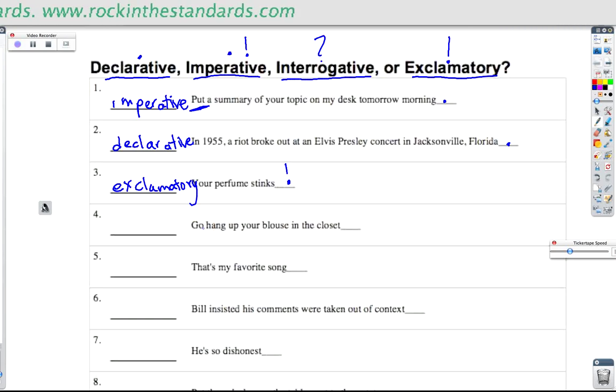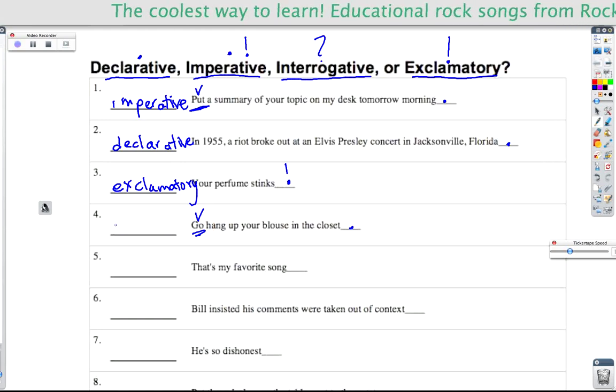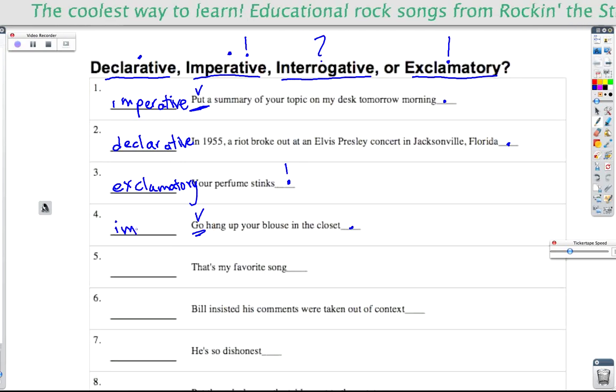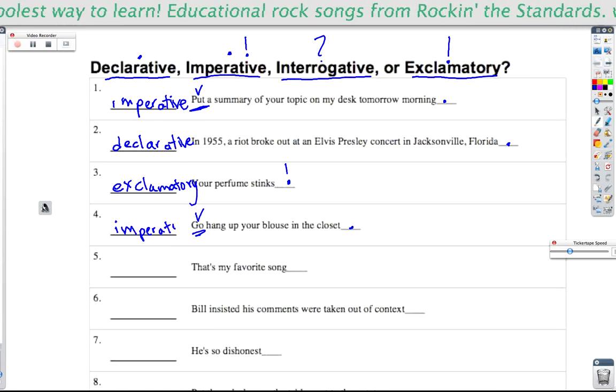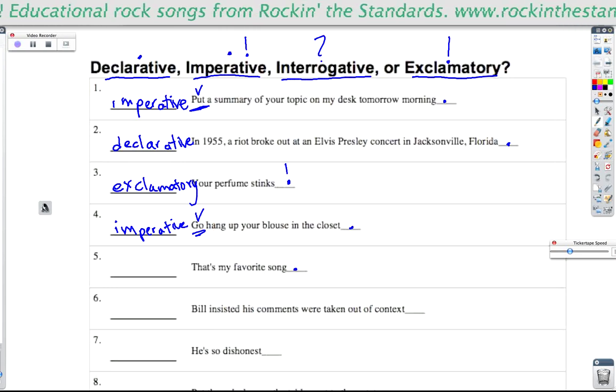"Go hang up your blouse in the closet." Again, that's a period. We're giving a command to go do something. Notice the first word, just like up here, this is a verb, put. Here we have a verb as the first word, go do this. Imperative sentences normally start with a verb. They don't always start with a verb because we might have a word like please: please go hang up your blouse in the closet. So that would not be a verb at the beginning. But this is a command, and so we're going to write imperative in here. "That's my favorite song." That just sounds like they're making a statement, so we're going to say that's declarative.